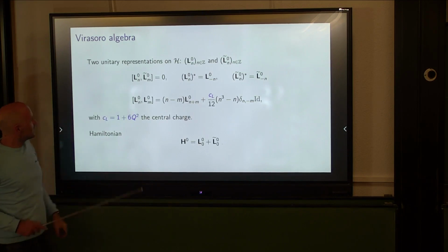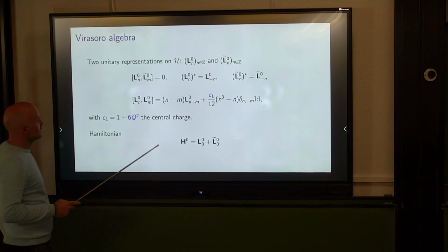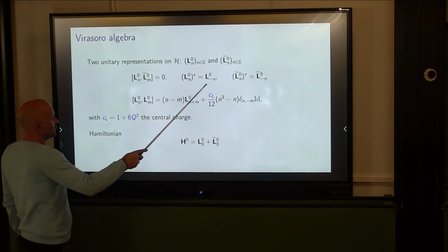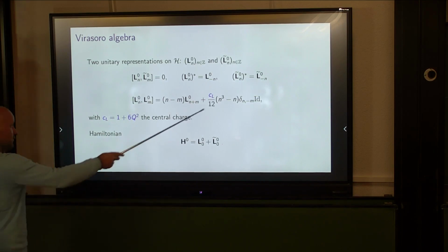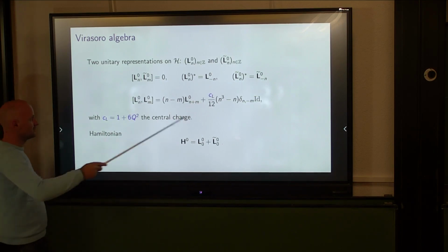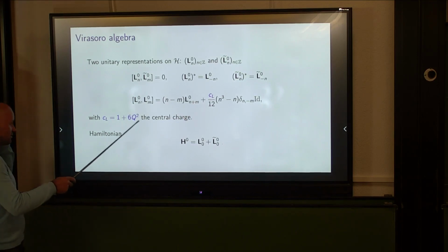Anyway, this means that first, these two families, they commute. This is what's written here. This is a unitary representation, meaning that the adjoint of the L_n is L_{-n}. Same story for the other one, and they obey the commutation relations of the Virasoro algebra, with the central charge given here.